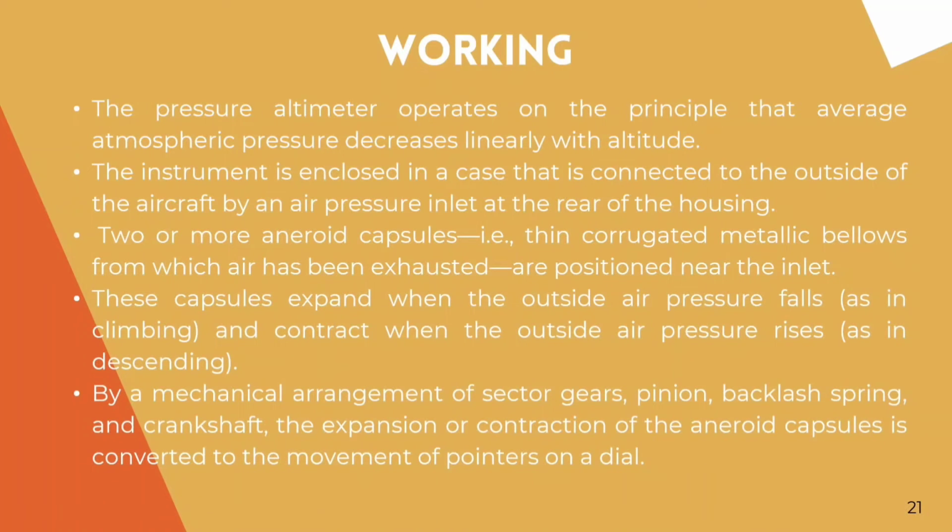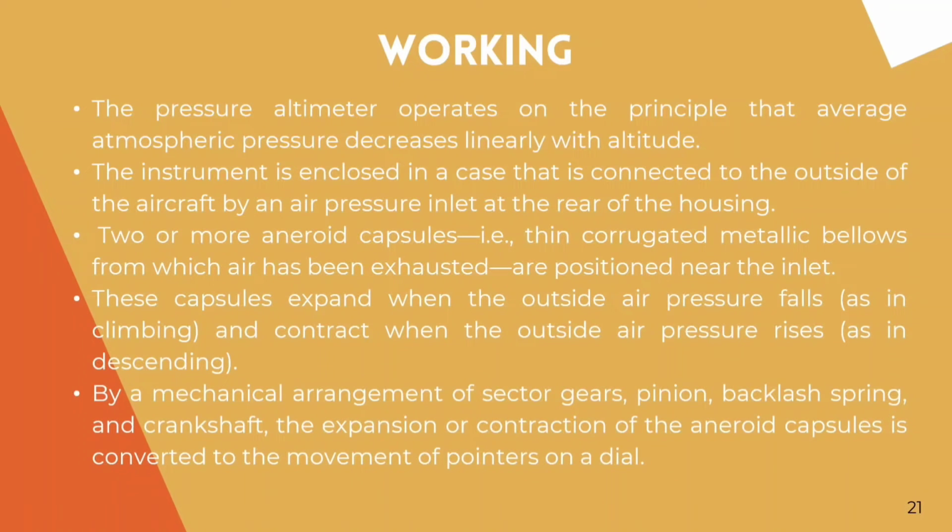Let us get to know about the working of the altimeter. The pressure altimeter operates on the principle that the average atmospheric pressure decreases linearly with altitude. The instrument is enclosed in a case that is connected to the outside of the aircraft by an air pressure inlet at the rear of the housing. Two or more aneroid capsules, that is thin corrugated metallic bellows from which air has been exhausted, are positioned near the inlet. These capsules expand when the outside air pressure falls, as in climbing, and contract when the outside air pressure rises, as in descending.